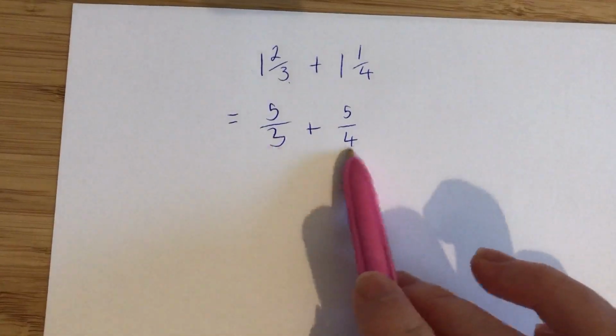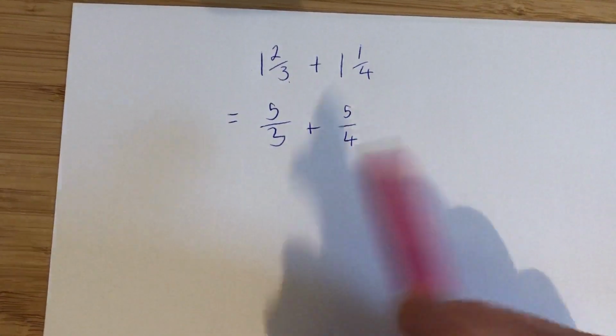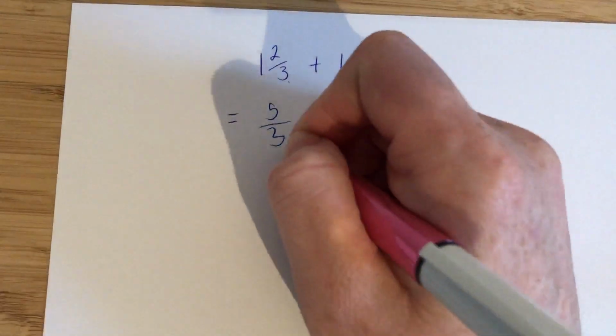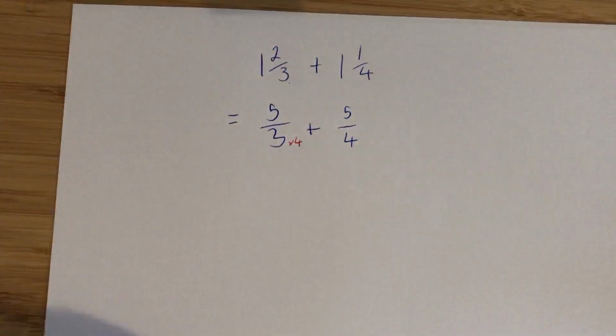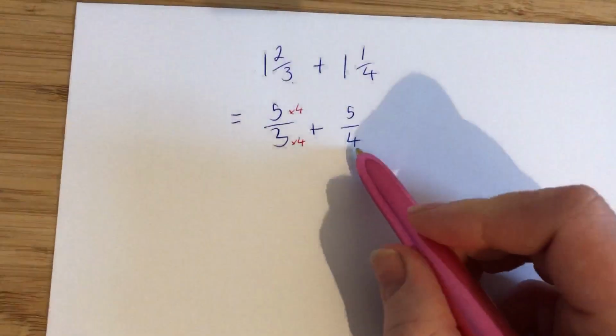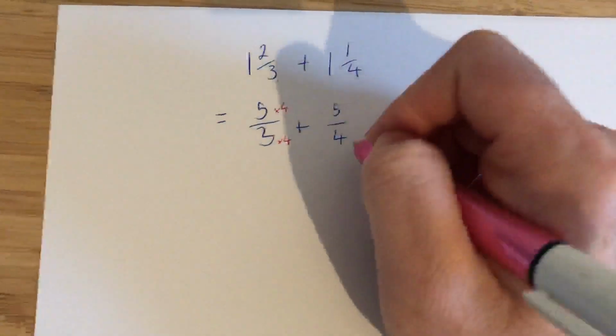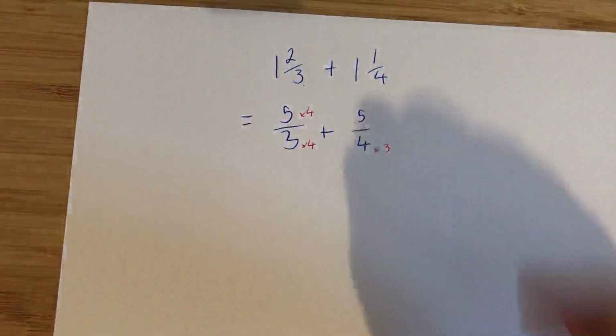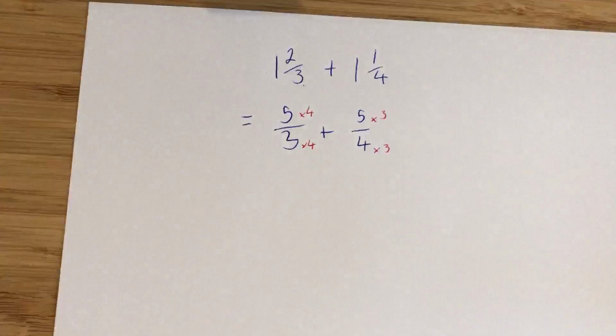We're looking for the lowest common multiple of 4 and 3. So that's going to be 12. To change the 3 to 12, I'm going to have to multiply it by 4. Whatever I do to the denominator, I have to do to the numerator, so we're going to multiply that by 3. To change the 4 into 12, I'm going to have to multiply by 3 there, and I'm going to have to multiply that by 3 as well.